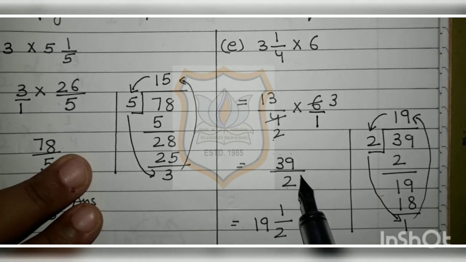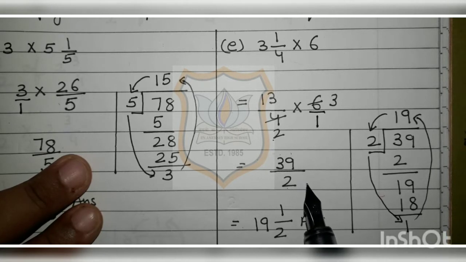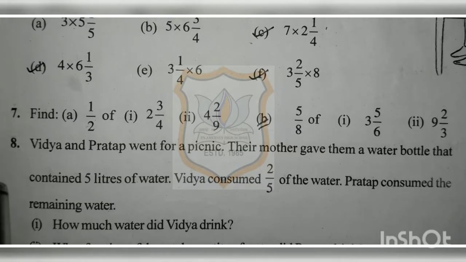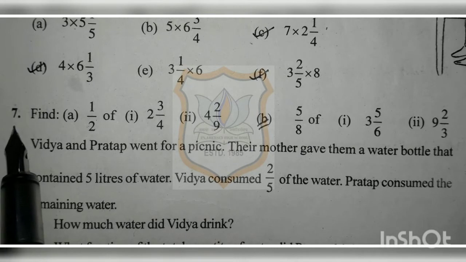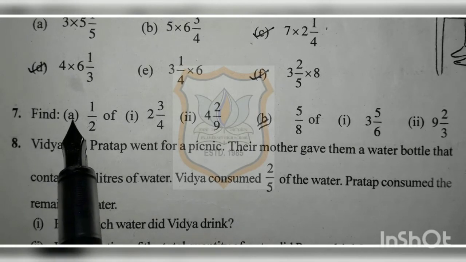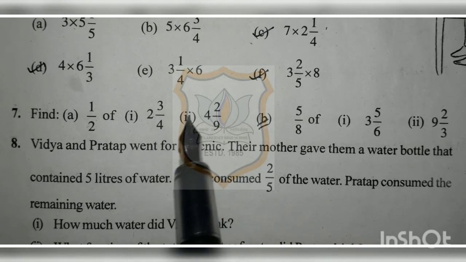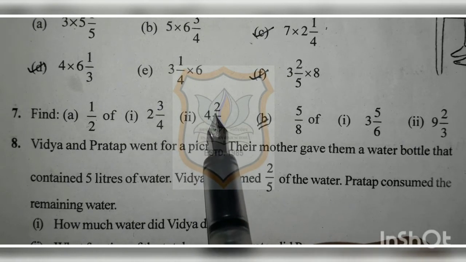This is improper fraction. We will convert this improper fraction into mixed fraction. For that we have to divide 39 by 2 and our mixed fraction will be 19 integer 1 upon 2, and that is the answer of E part of question number 6. Seventh question of exercise 2.2 is find. A part is 1 upon 2 of, first one is 2 integer 3 upon 4 and second one is 4 integer 2 upon 9.